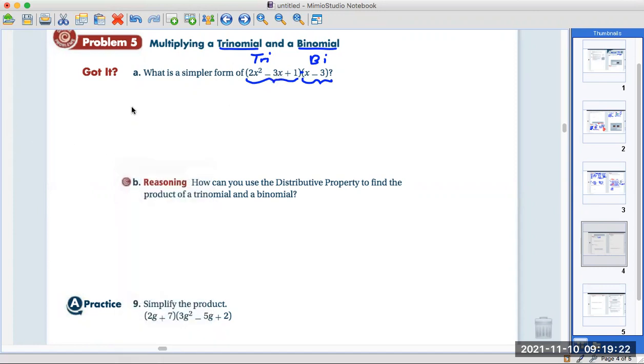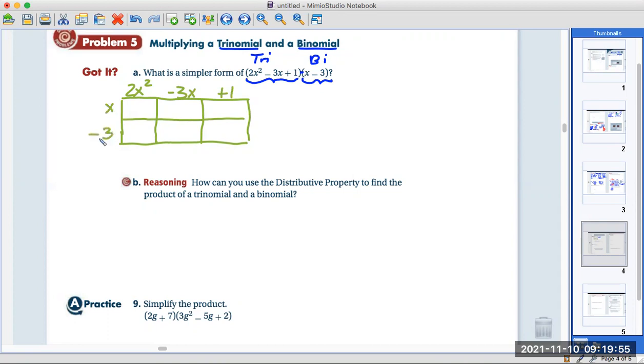But because it's a trinomial, I'm going to have to build a much bigger box. It's going to be a long rectangle. And I cut it in half this way. And then because it's a trinomial, I cut it in 3 parts like that. So the trinomial, I'm going to put that on top. If you want to change the box and make it lengthwise and put it on the side, that's fine too. Plus 1, and then the x minus 3 on the side. So you're just making your box a little bit bigger.